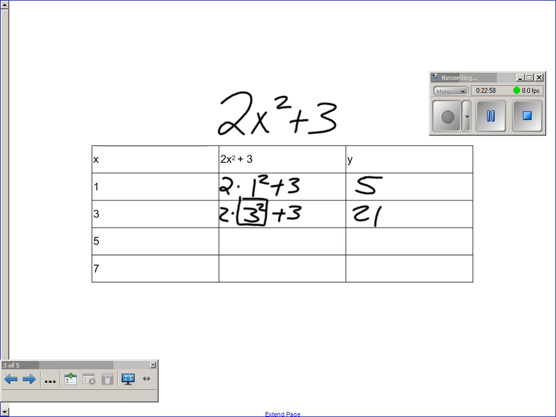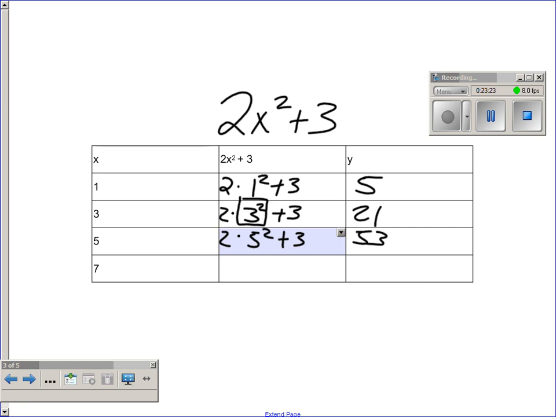What is 5 squared? 5 squared's not 10. I was waiting for it. I've been waiting for that incorrect answer all day. 5 squared is 5 times 5. 5 times 5 is 25. 25 times 2 is 50. 50 plus 3 is? Very good. I promise you, you'll see one just like this, or very similar to it.